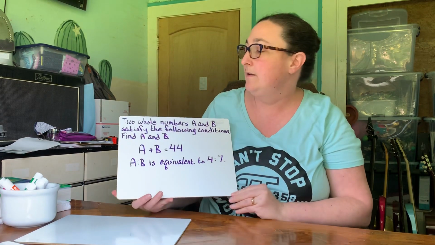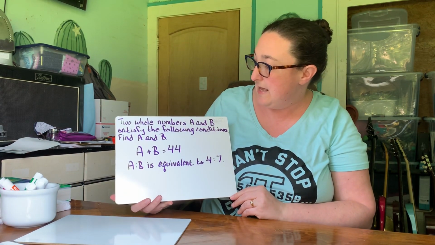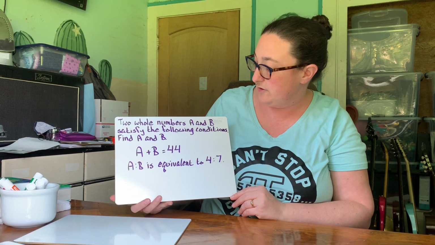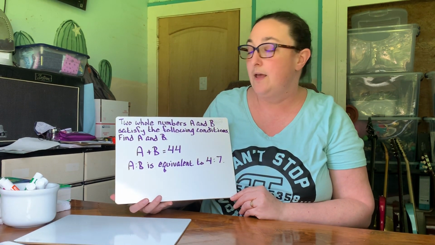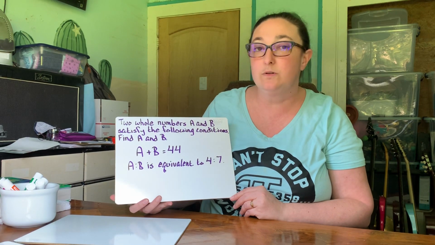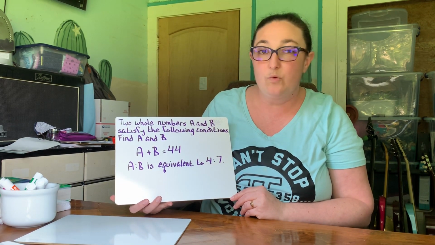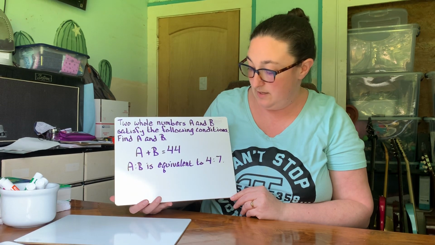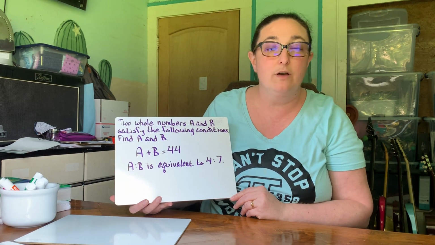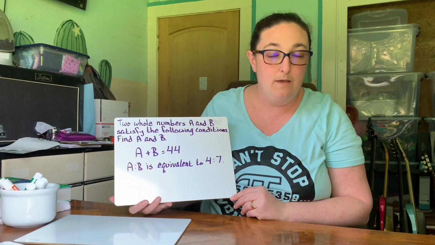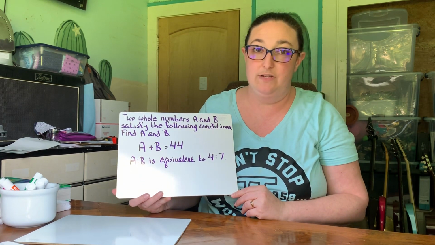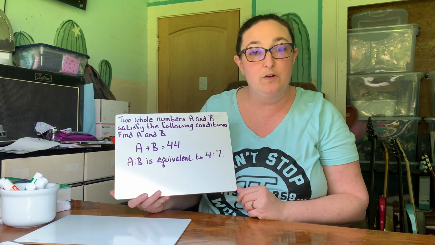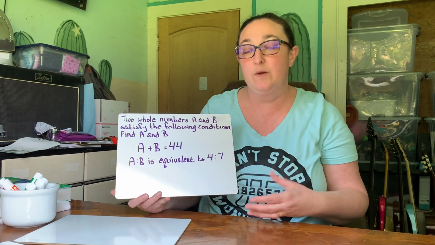So I wrote out the problem and it says, two whole numbers A and B satisfy the following conditions. Find A and B. A plus B is equal to 44. The ratio of A to B is equivalent to the ratio of 4 to 7. The easiest way to solve this is to set it up in a ratio table. So I'm going to take one of my other dry erase boards and draw a quick ratio table.